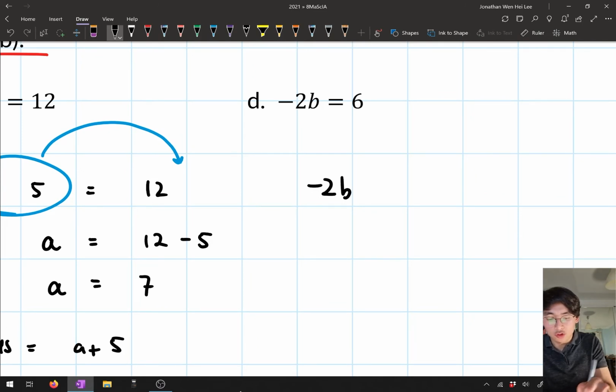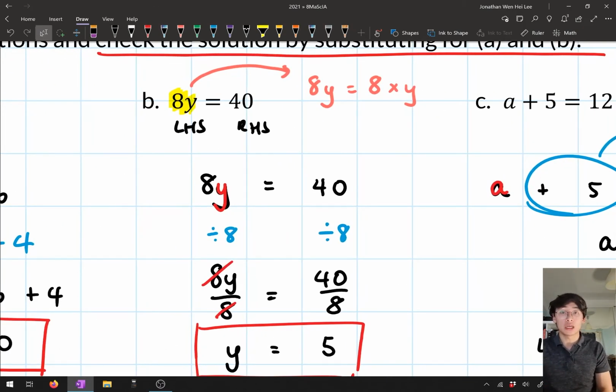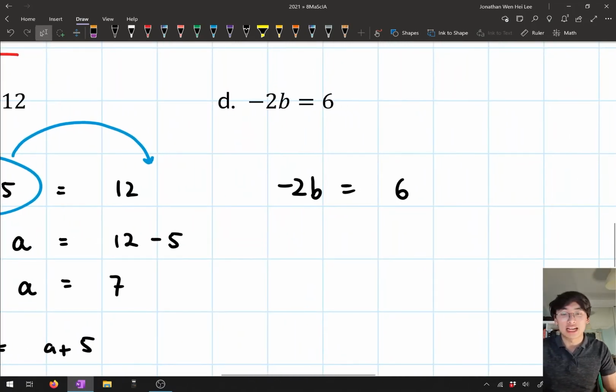This time I've got negative 2b is equal to 6. Now here, this is very similar to that other example in part b, 8y is equal to 40. Here we've got a number that's connected to my letter. But what's different about this one? If you have a look, this one also has a minus sign. So we not only have to divide by 2 to get rid of the 2 here, we need to divide by negative 2. And so if I want to make the letter b the subject, so isolate it and make it stand by itself, we want to divide both sides by negative 2.